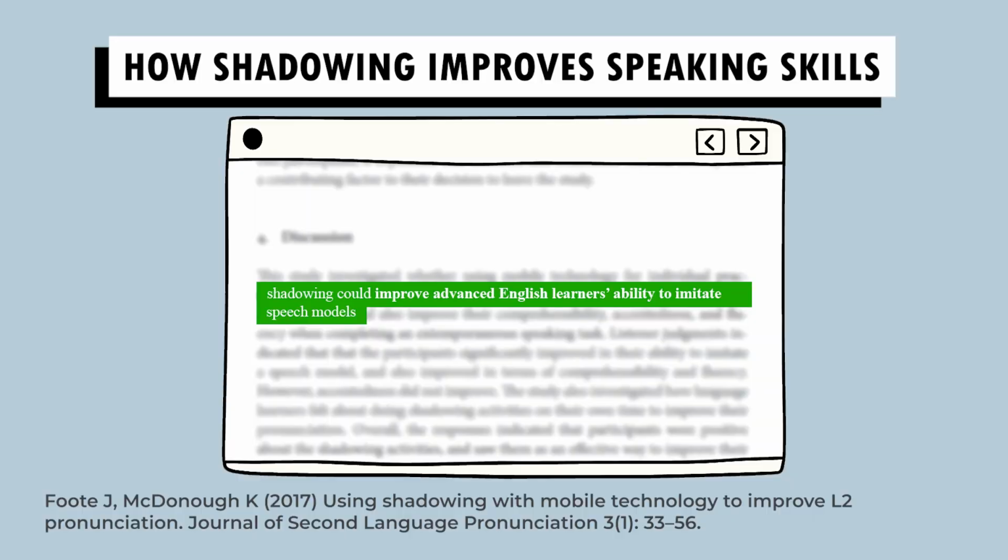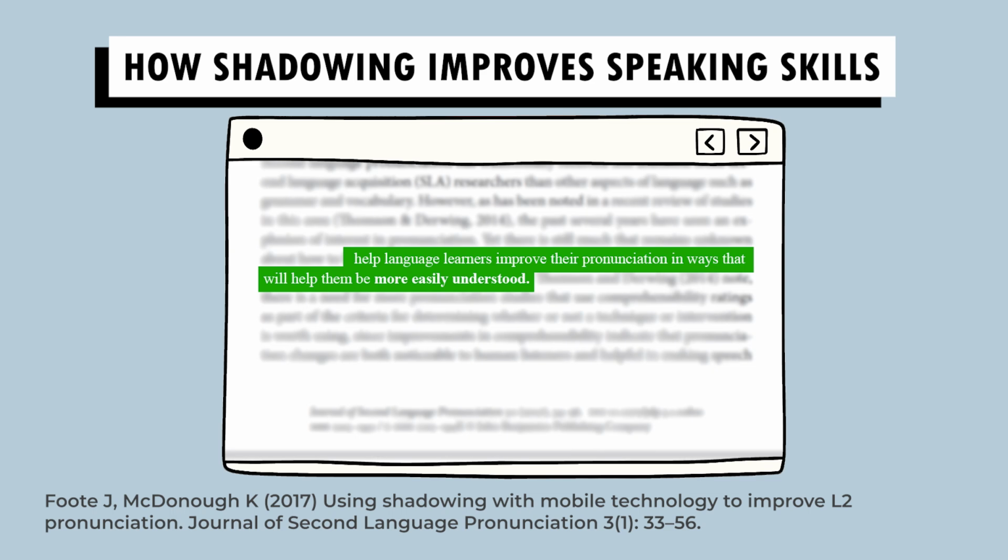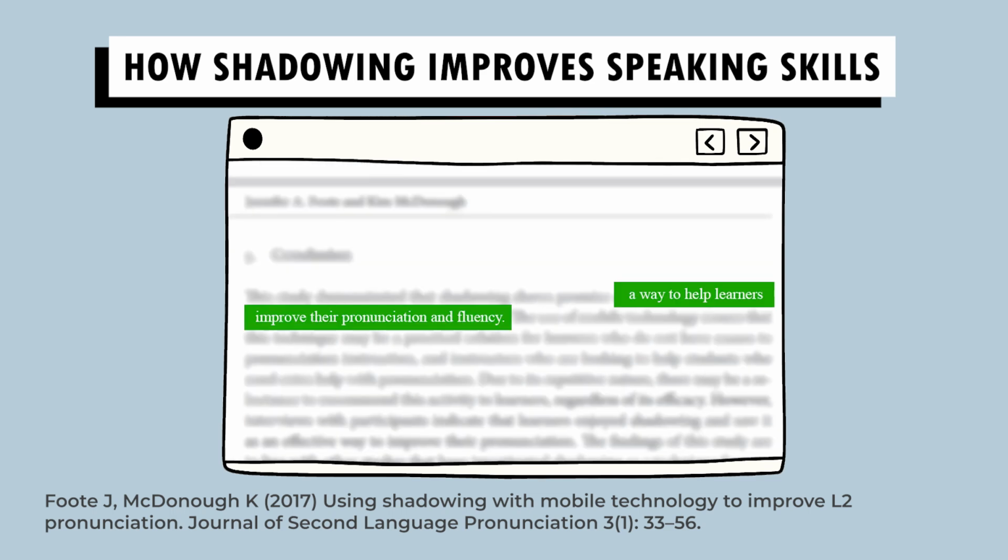Now, another study examined advanced language learners who shadowed famous sitcoms like Friends or The Big Bang Theory, and they shadowed these audios for a period of about 8 weeks. By the end of the 8 weeks of shadowing, these language learners showed significant improvements in their ability to imitate native speakers, their ability to be understood, and they were found to be more fluent.